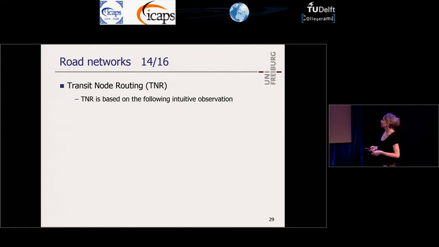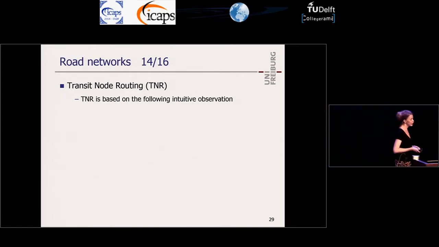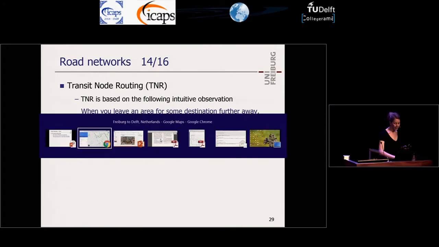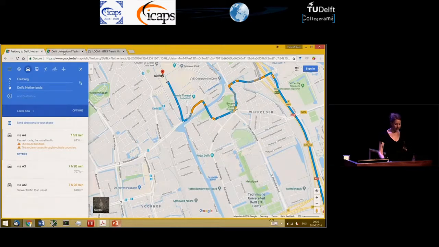So here's another intuitive observation. You are here in Delft, you want to go far away, and let's assume you are varying your target far away. And let's just do this as well on Google Maps.